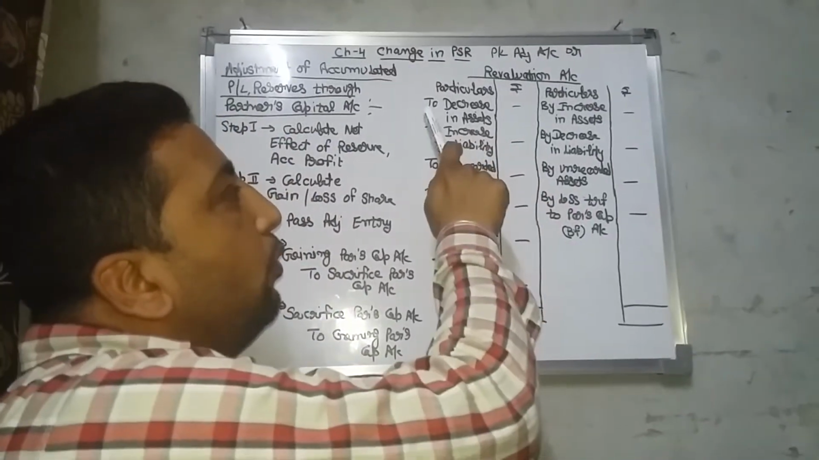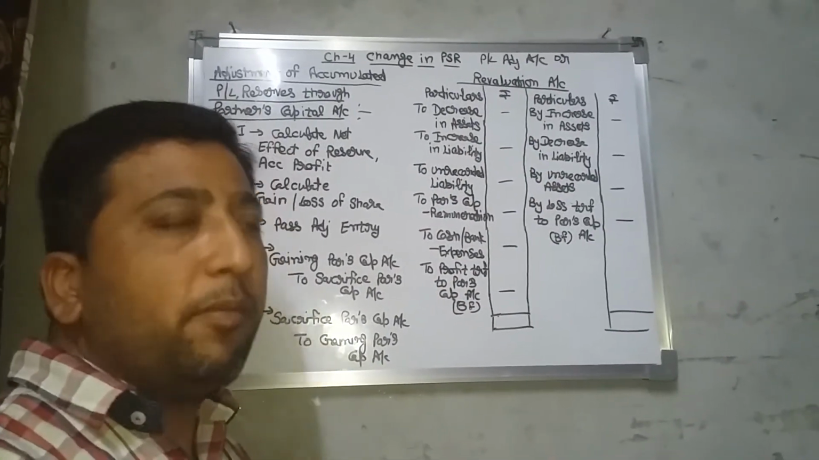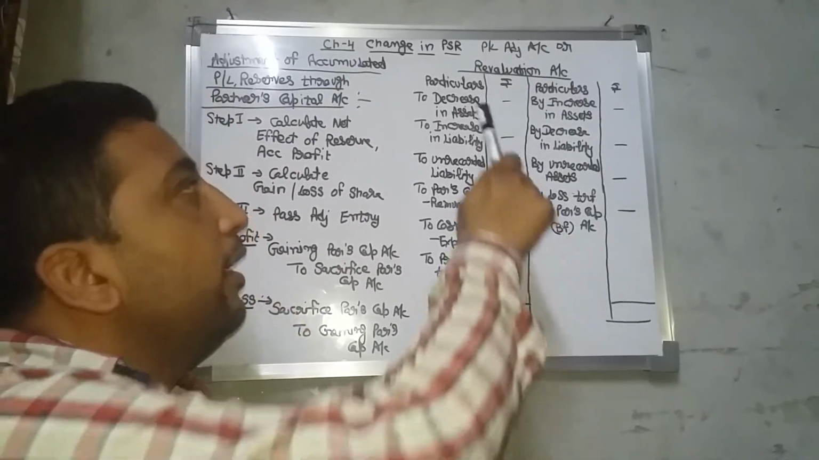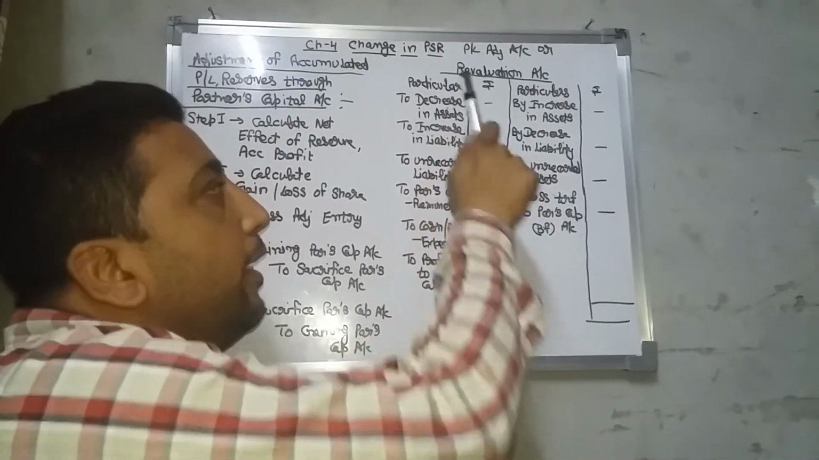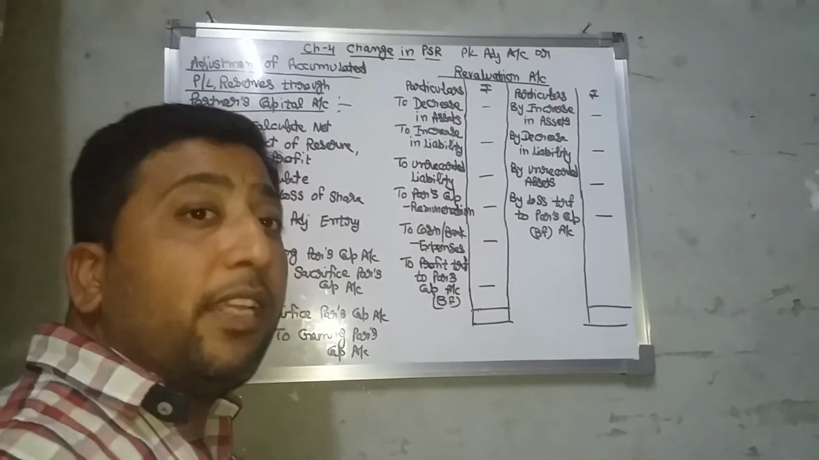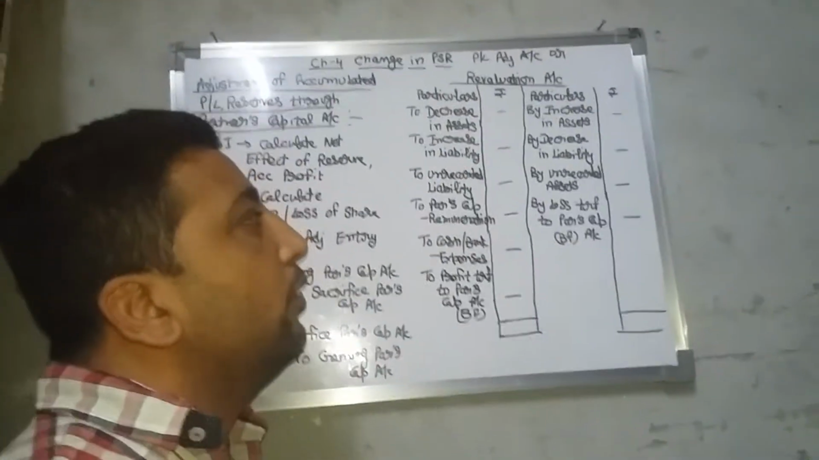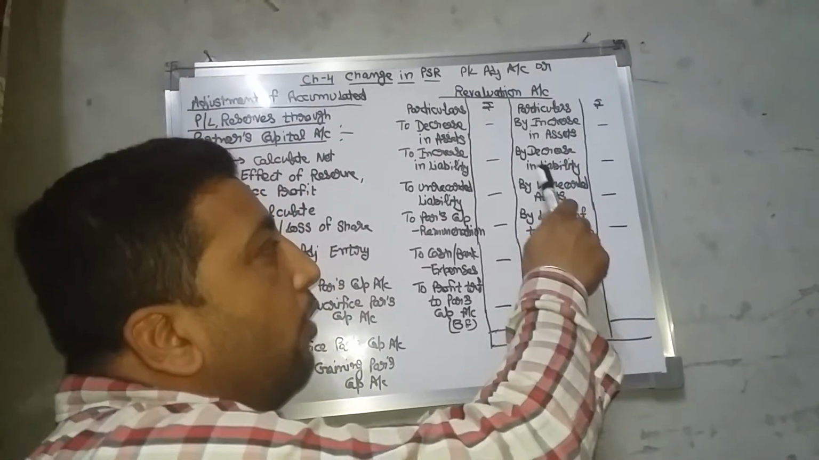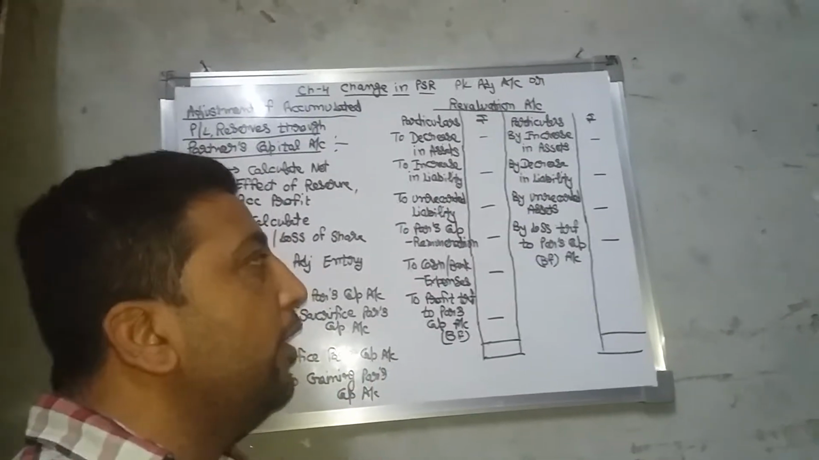First, a decrease in assets means whenever an asset decreases, for example previously it was 10,000 and now it is 8,000, it is a decrease in the asset. You have to record a decrease in assets on the debit side, and if there is an increase in assets, you have to record it on the credit side. Similarly for liabilities, if there is a liability decrease, you have to record it on the credit side. If there is an increase in liability, you have to record it on the debit side.